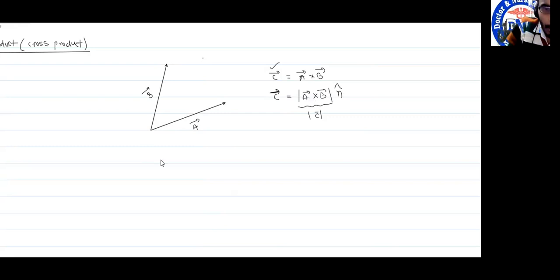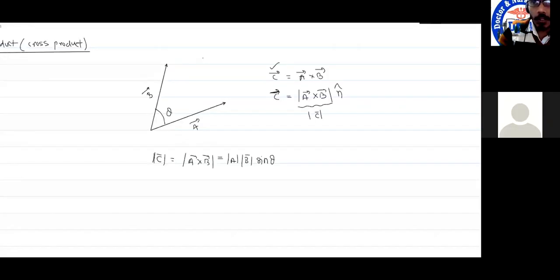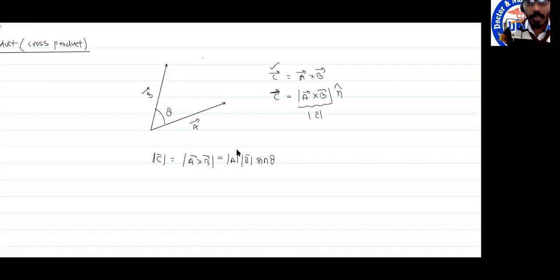Suppose I want to first find the magnitude of the vector. The magnitude of this vector is the magnitude of A into the magnitude of B into sine theta, where theta is the angle between vector A and vector B. Is it fine? Any problem? No, sir. Very simple.